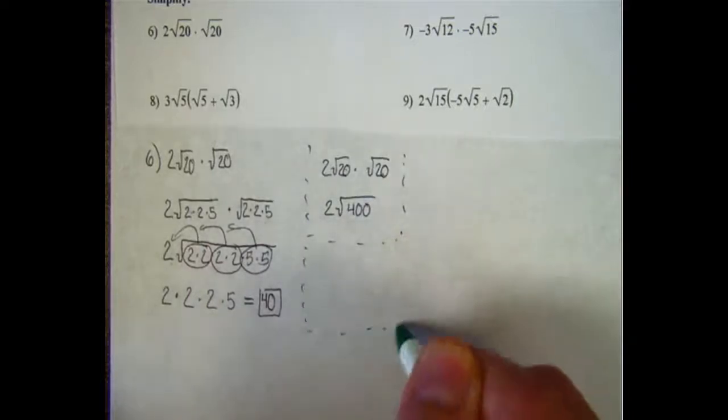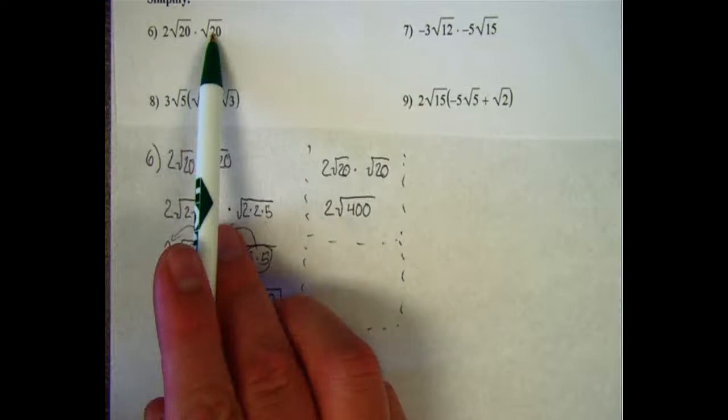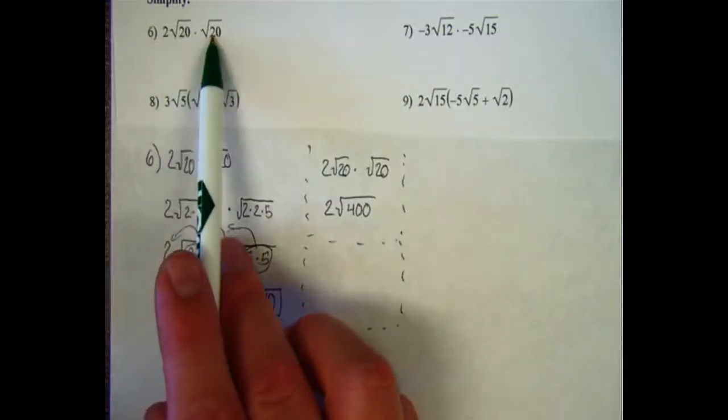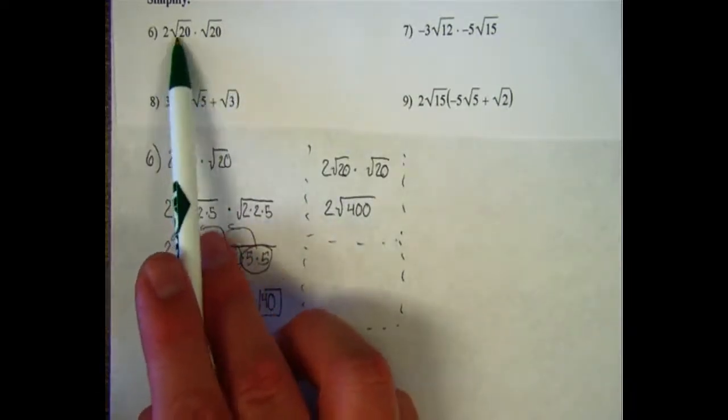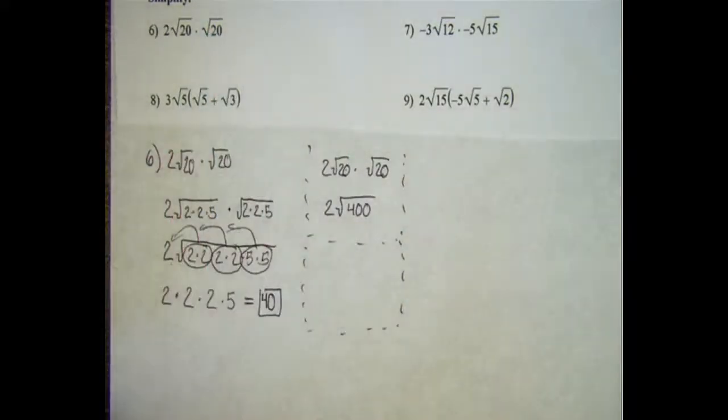Here's another alternate way of doing this. When we multiply the square root of 20 times the square root of 20, we should realize that that's the same thing as the square root of 20 squared. The square root and the squared operations are inverses of each other, so they cancel each other out.